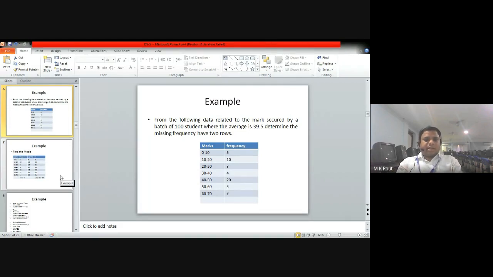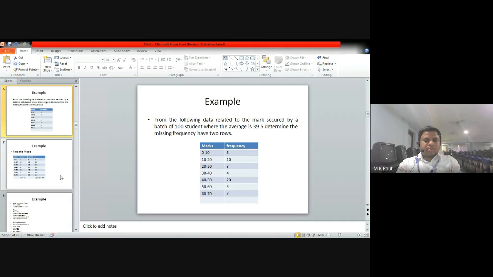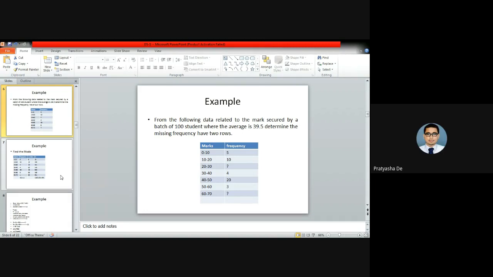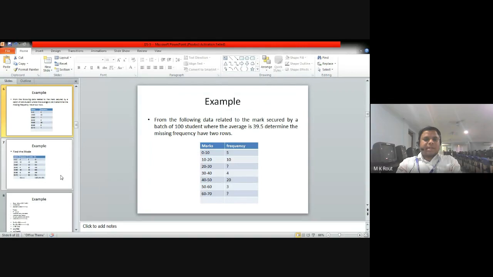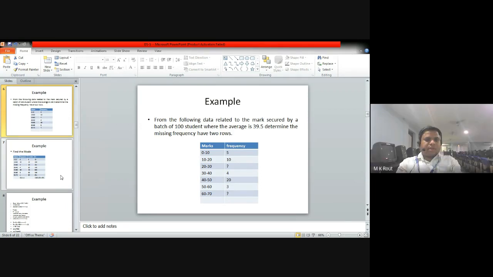What is the value of x in this particular given data? Anyone? I repeat, this is a continuous series. Sir, 10. I am not asking about the common factor. I am asking about the midpoint. Sir, 245. That is a wrong answer. First, you have to calculate the mid values, because these data are in a continuous series. There is no particular x. The range is given as 0 to 10. That means first you have to calculate the mid value.